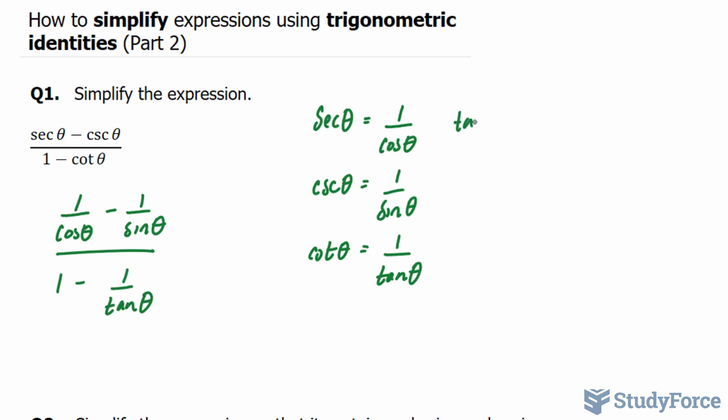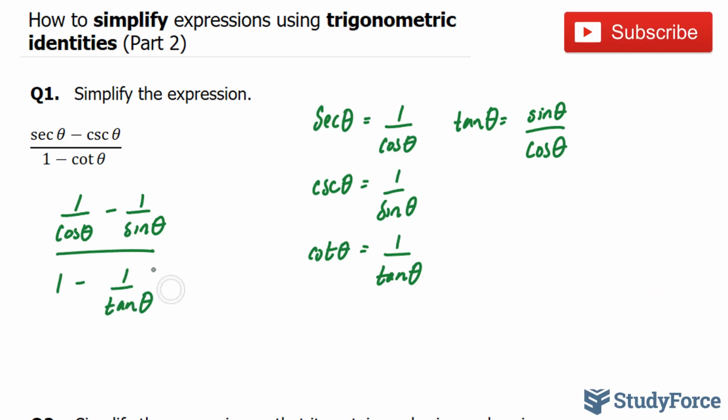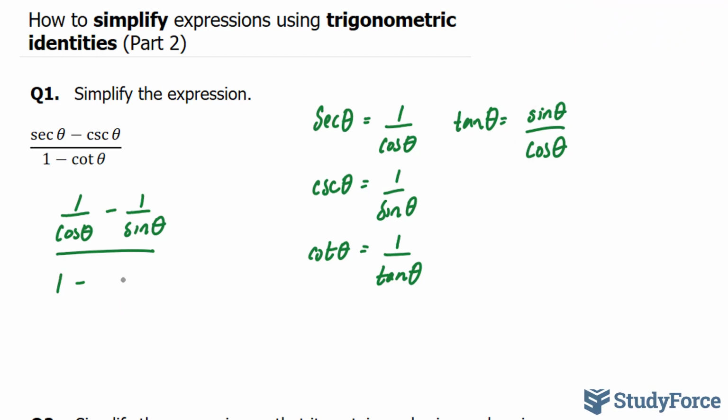Similarly, tangent theta is defined as sine theta over cosine theta. Now, since tangent is in the denominator position, 1 over tangent, we can replace this whole thing with the reciprocal of its identity. So we have cosine theta at the top and sine theta at the bottom. Now just remember, if that was tangent, then we would replace it with this. But since it's 1 over tangent, it's the reciprocal.